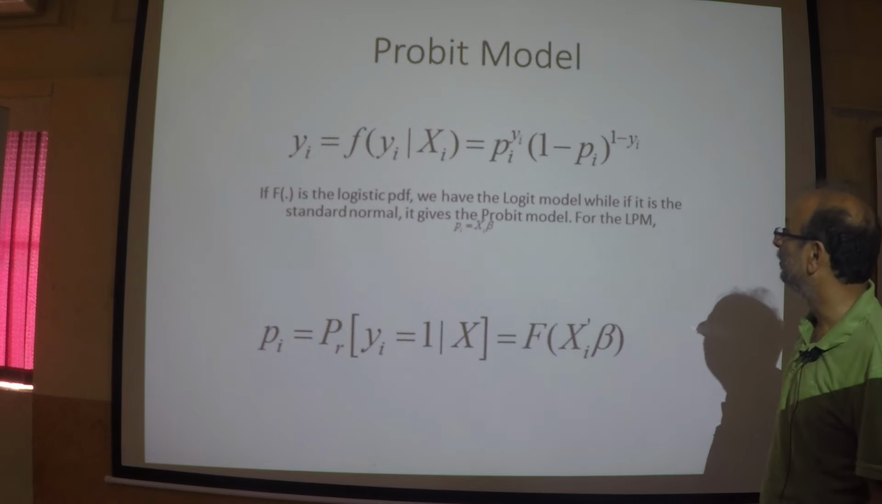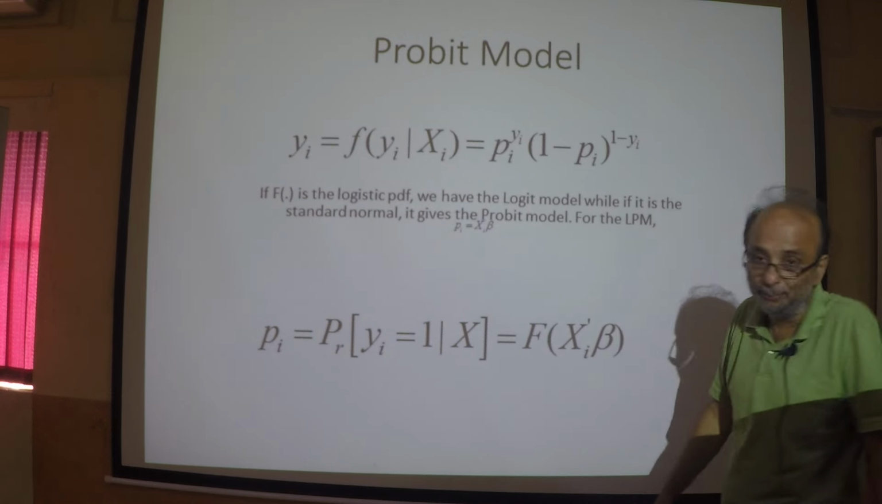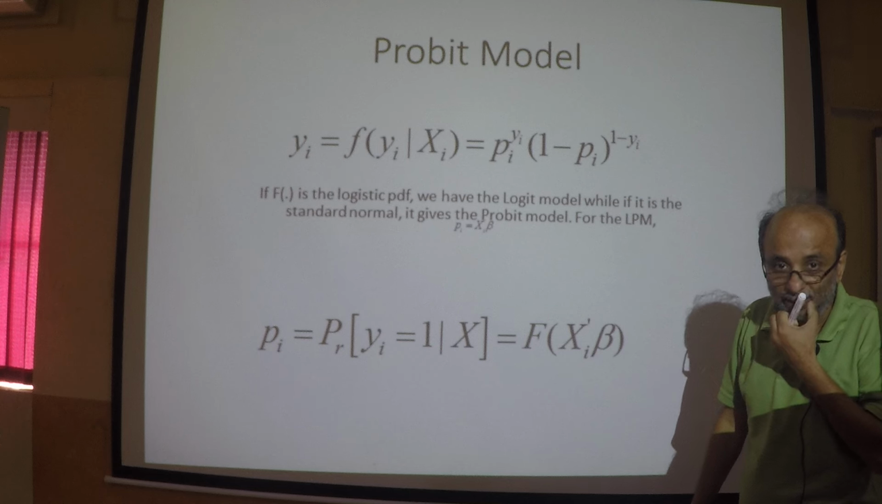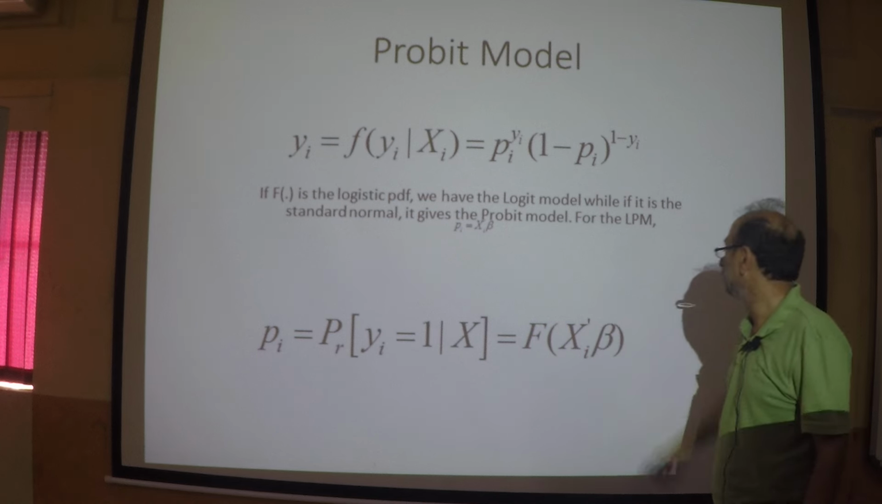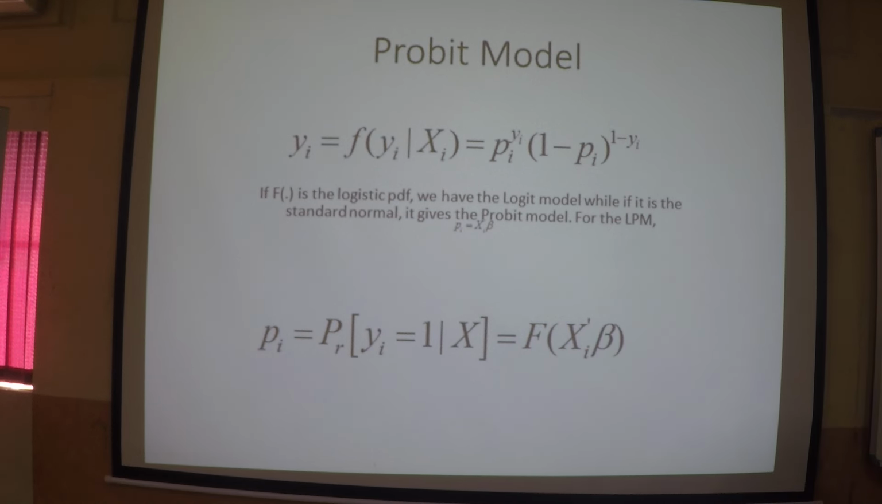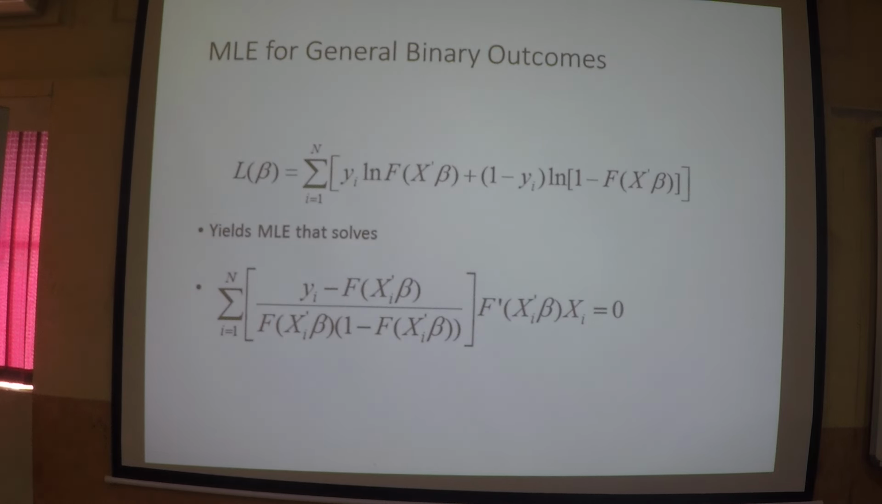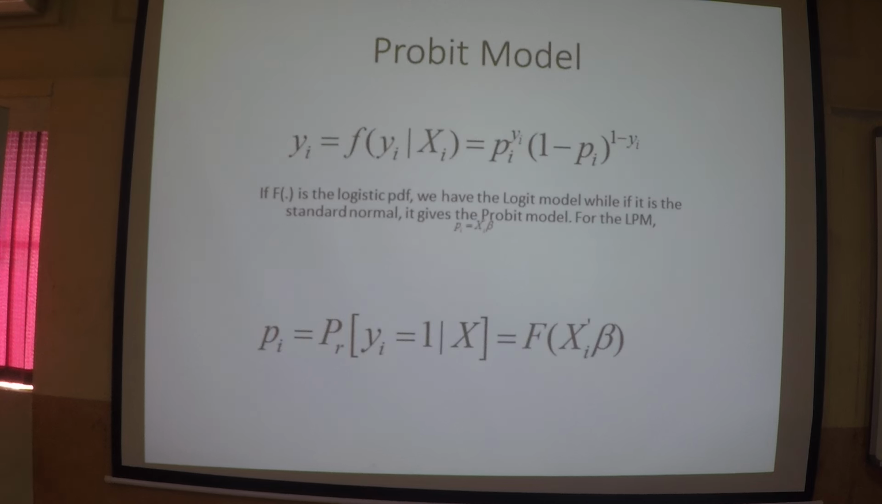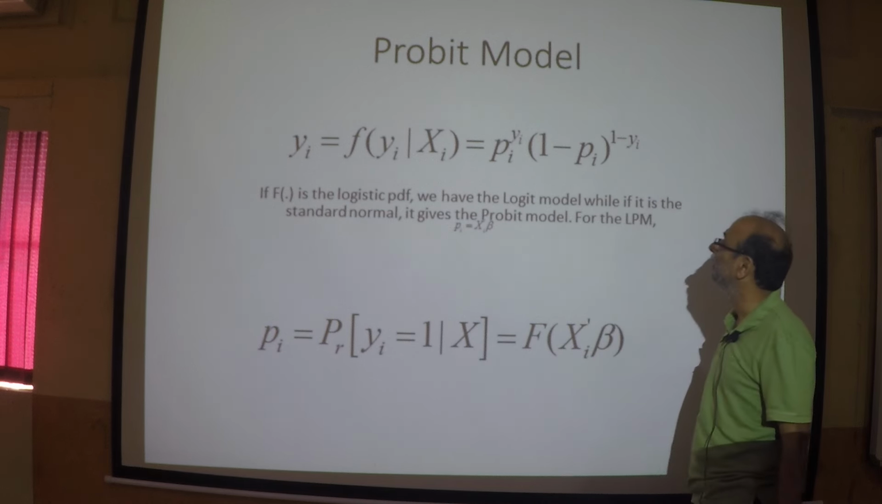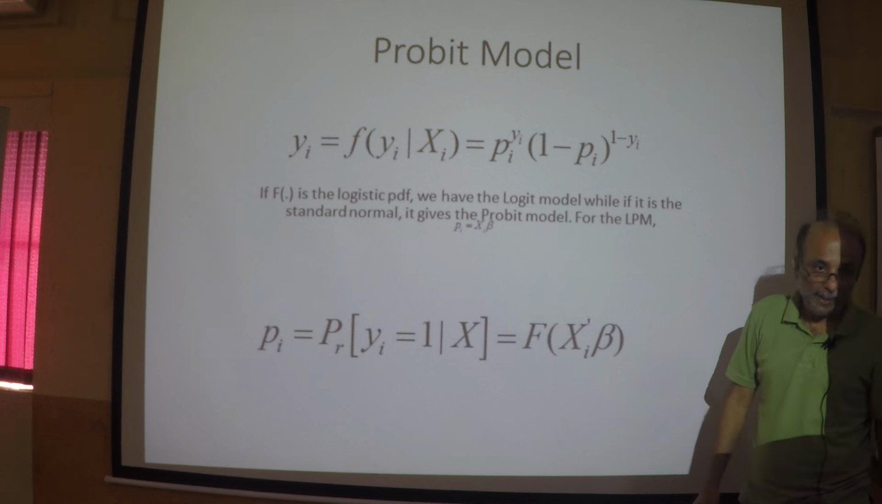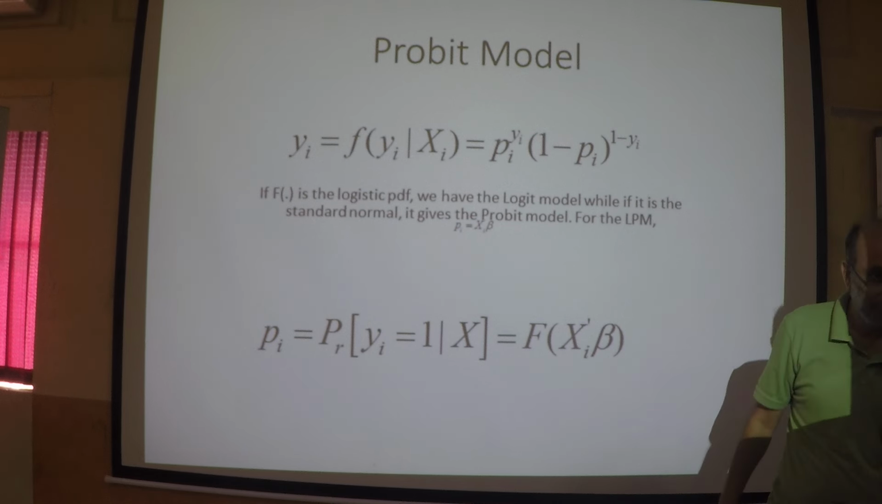For the linear probability model, you have pi is equal to xi beta. Pi is equal to xi beta is a standard linear probability model, right? Whereas for the logistic regression, you have in general the probability that yi takes the value 1 conditional upon x is f of xi dash beta. Is it the CDF of the standard normal? It is the CDF of the standard normal. It gives the probit model. The CDF will be bounded between 0 and 1, okay?